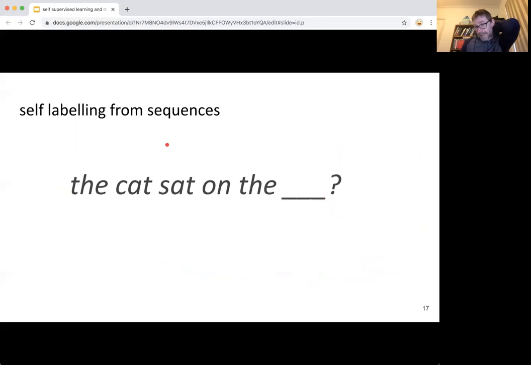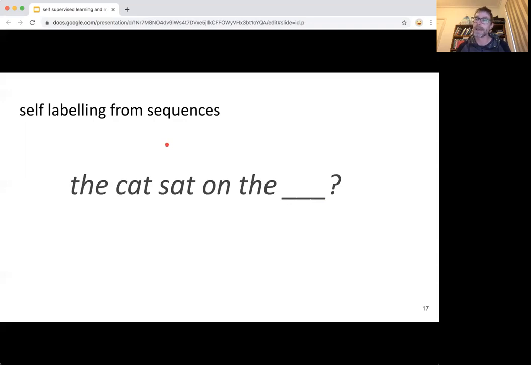I wanted to go back to self-labeling, or, you know, introduce self-labeling. I think it's the first time actually, and I want to start with one of the most fundamental, well-known ideas in self-labeling, which is this idea of doing things from sequencing. And I want to talk first about this classic example called language modeling.